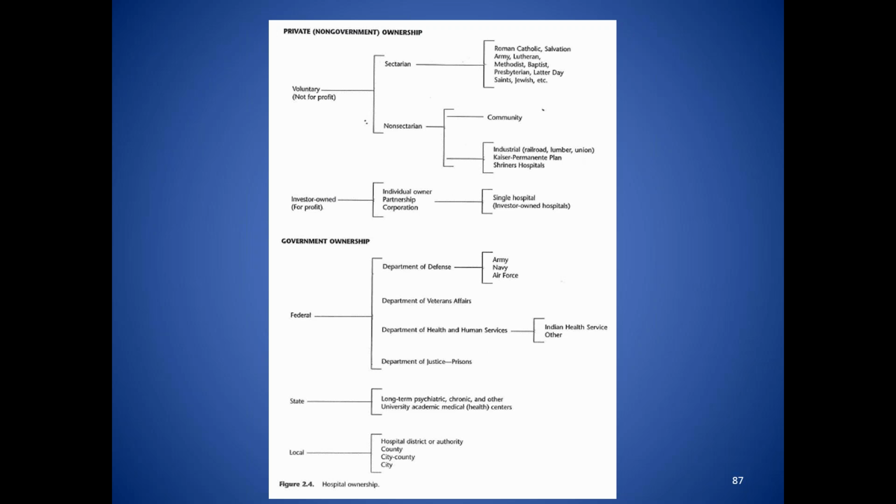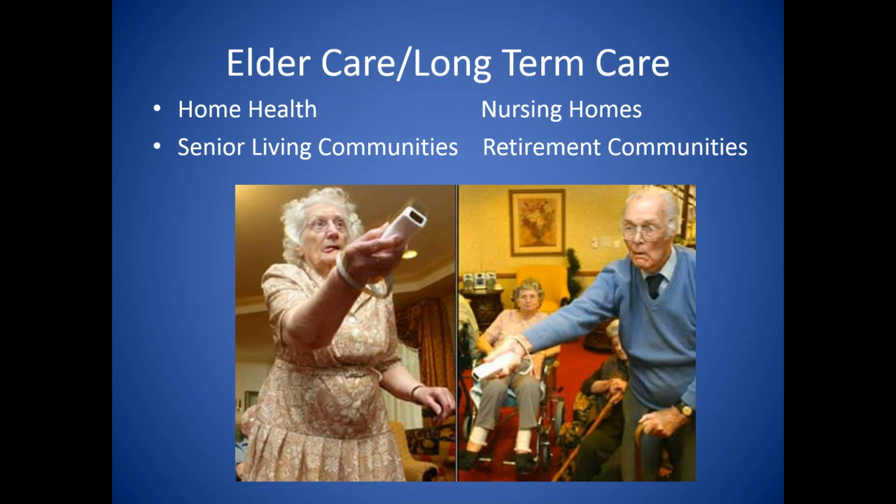Mental health facilities that are operated by state government and public university academic medical centers. At the local level, we frequently see hospitals that are offered as either a hospital district or authority, as well as designed to municipal or county government agencies. But we can organize the nature of the facilities, whether we're talking about hospitals or long-term or primary care settings, based on those categories. One other type, with an aging population, we're seeing more and more attention to elder care or long-term care. We have a variety of types of activities to serve the aging population.